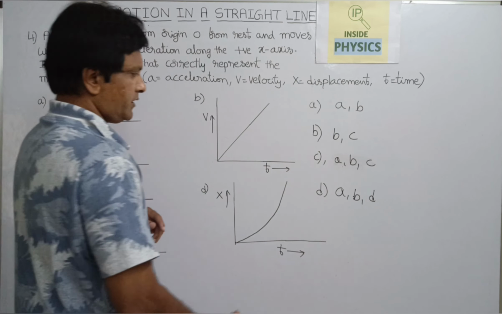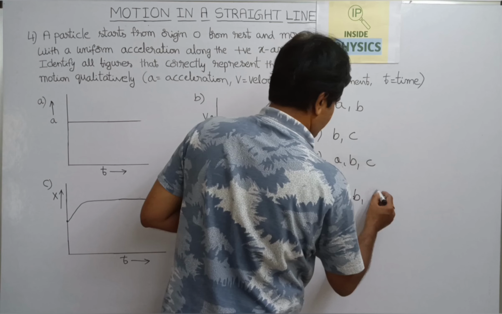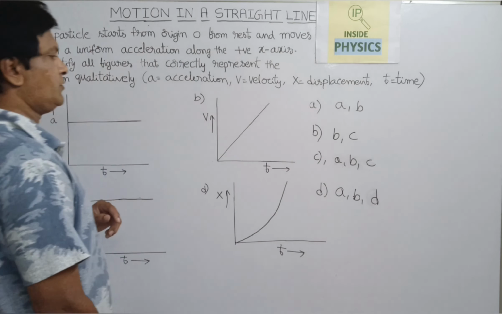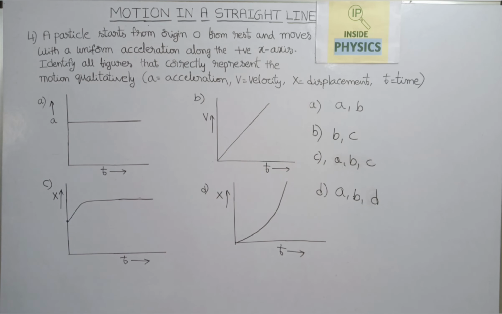So option D is A comma B comma D. Out of these four options, we need to choose the answer, which are exactly representing the given data. First of all, we will take this one, whether it is representing this picture. The acceleration is constant here. That means uniform acceleration. So okay, the figure A is representing this motion. Okay, we can take A as done.